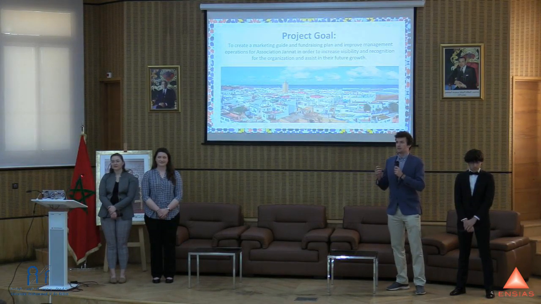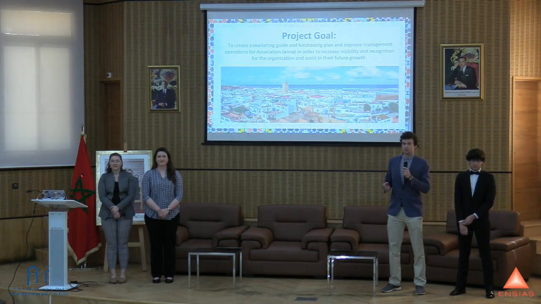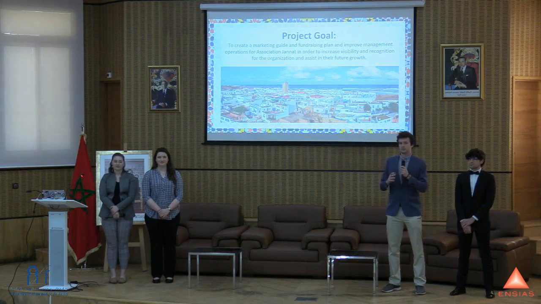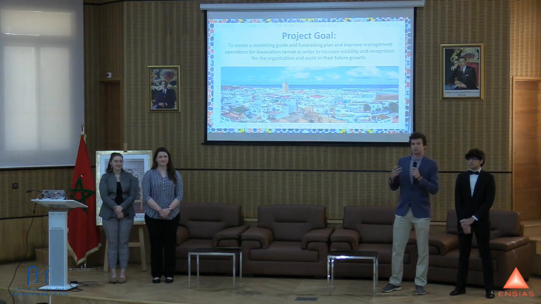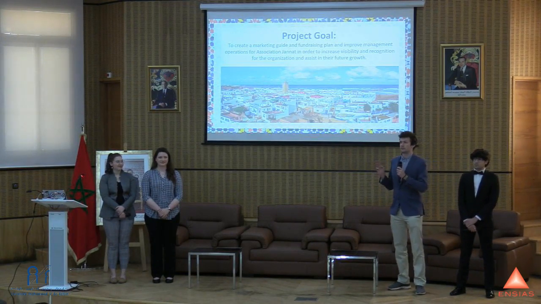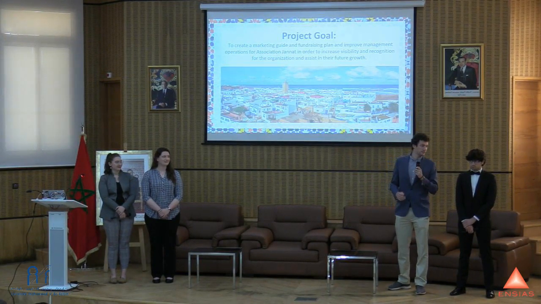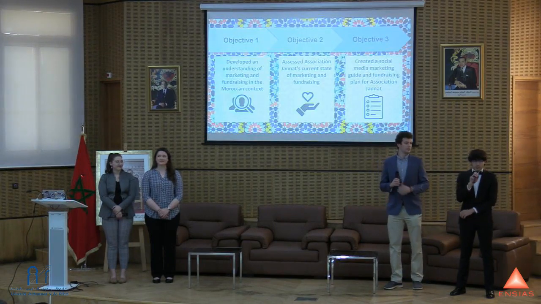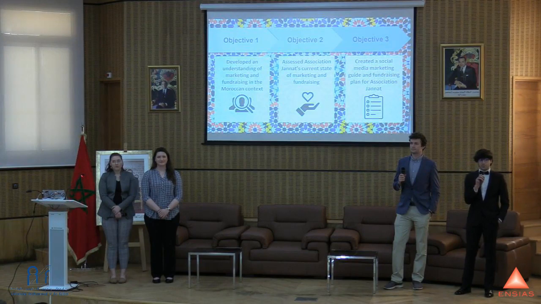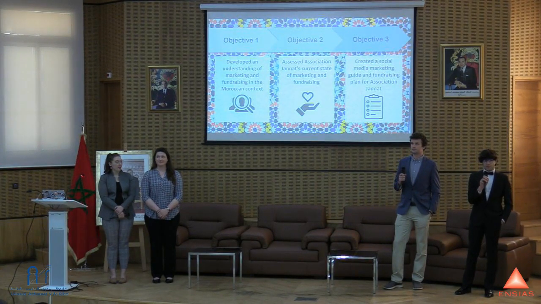Our project is to create a marketing guide and fundraising plan to improve operations for Association Jannat by raising their visibility. If we can raise their visibility, we can increase the number of donations they receive and help them with their financial struggles. In order to achieve our goal, we broke it down into three objectives, which we'll come into detail. So, in our time in Rabat, we completed three objectives, and we completed them in order so that it would be more successful and more feasible for the organization.